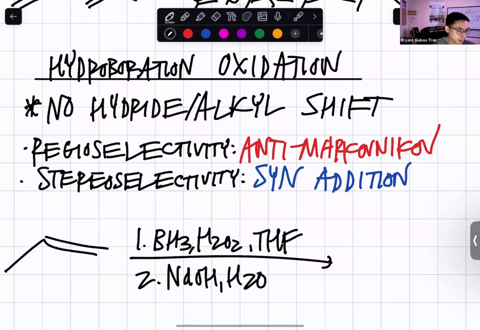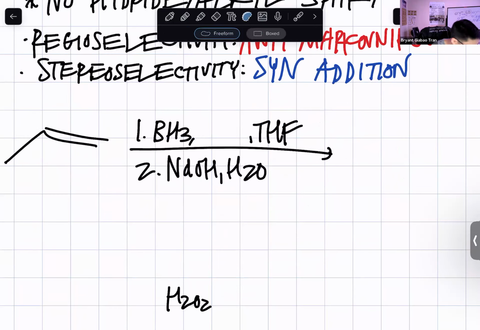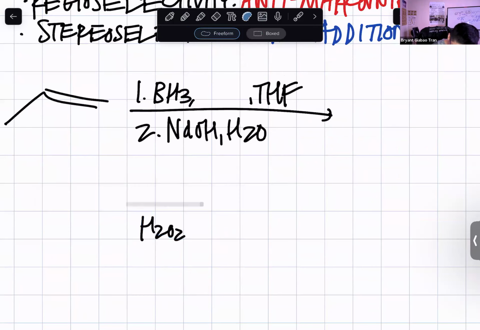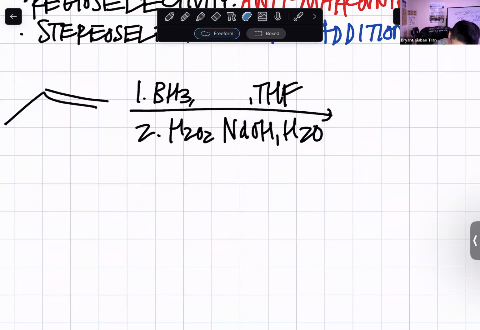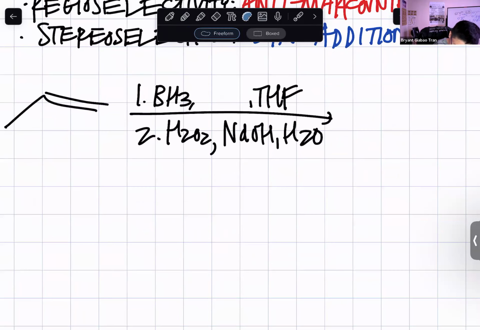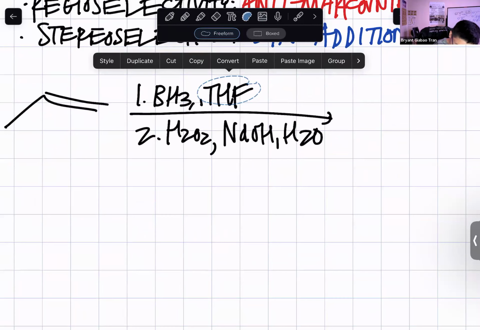Let me double check the hydroboration. I know there's boron for sure and H2O2, but I don't exactly remember the order of this. Hydroboration oxidation reagents. Let's see. Yeah, so it says BH3 in the first step. The H2O2 is going to be on the bottom with the NaOH and water. Yeah, H2O2 is on the bottom and BH3 with THF on the top. Okay.